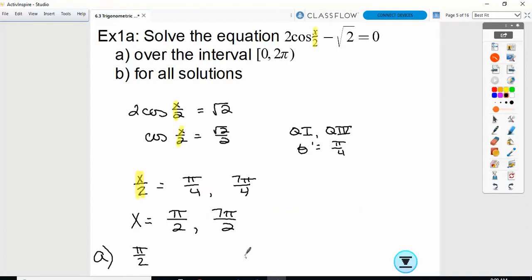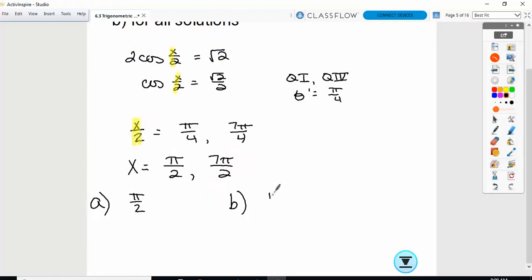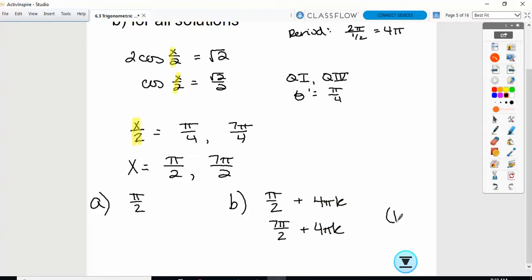For part B, I asked for all solutions. We are used to, when I say all solutions, we take our solution and we add 2 pi k. What we have to add here is the period. The period, like I did when I graphed it, is 2 pi divided by the number in front of x, which was a 1/2. So this has a period of 4 pi. If I wanted all possible solutions, I would have to do each of the 2 original ones I got plus 4 pi k, where k is an integer.